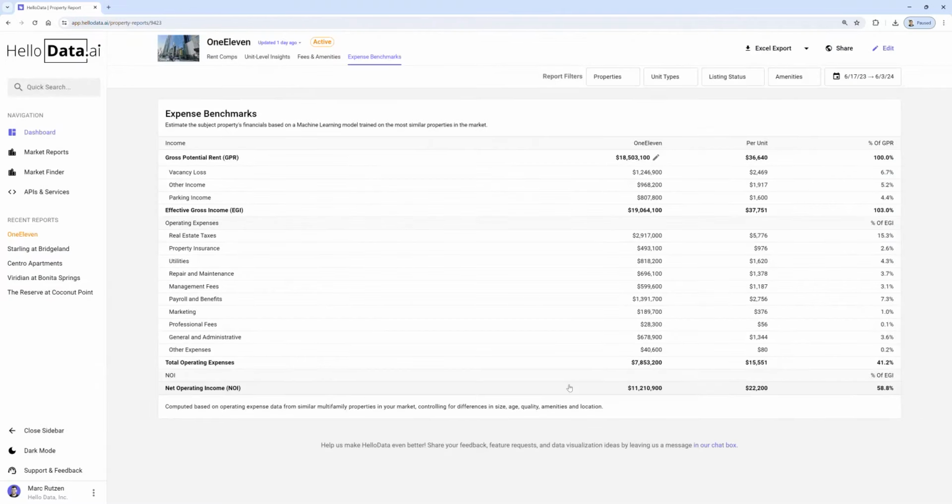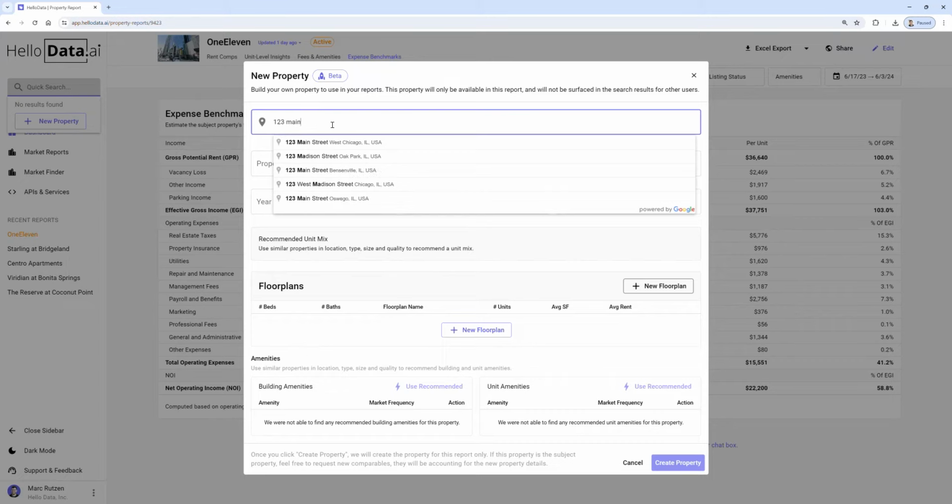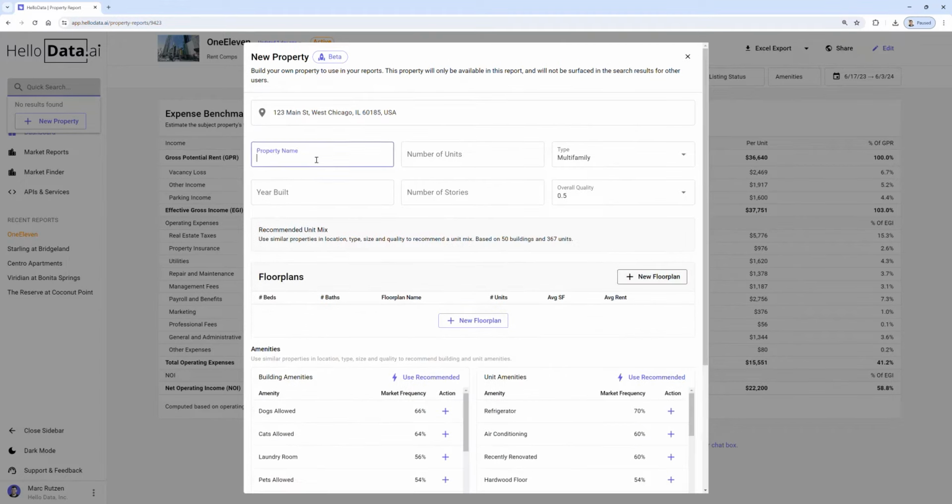Now, the second to last thing, I'll show you how to use the support in a sec. But the second to last thing I want to point out is that you do have the ability to run a completely new ground-up development model using our system. So if I type in the very common 123 Main Street, put in a property name, it could be anything, call it West Chicago Apartments.